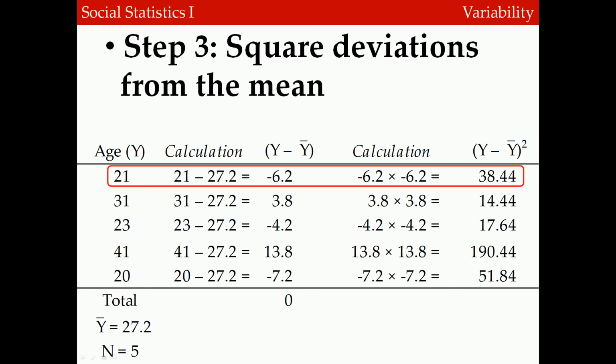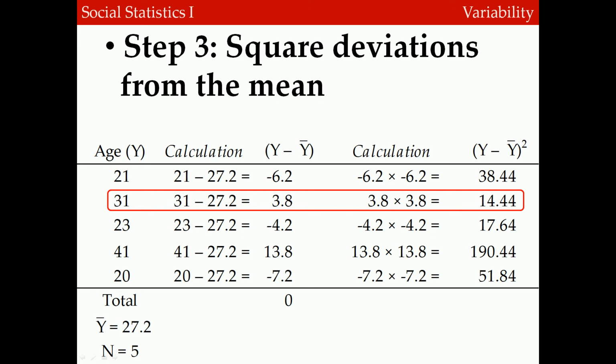Let's look at this in more detail. So recall that the first person, who's age 21, had a below average age. That person's age was 6.2 years below the average age. When we take that deviation from the mean, negative 6.2, and square it, we get a positive value, 38.44.